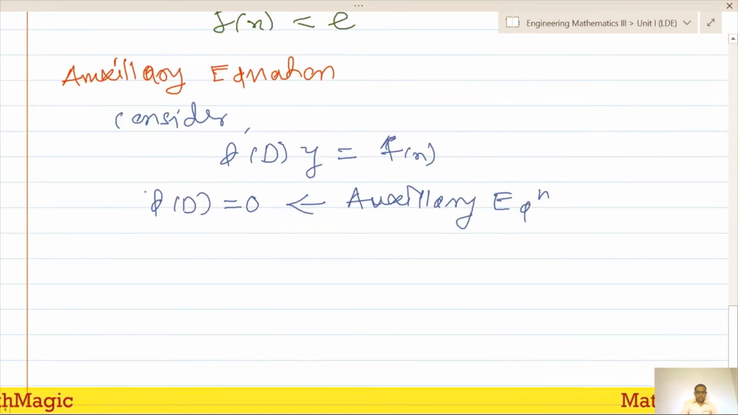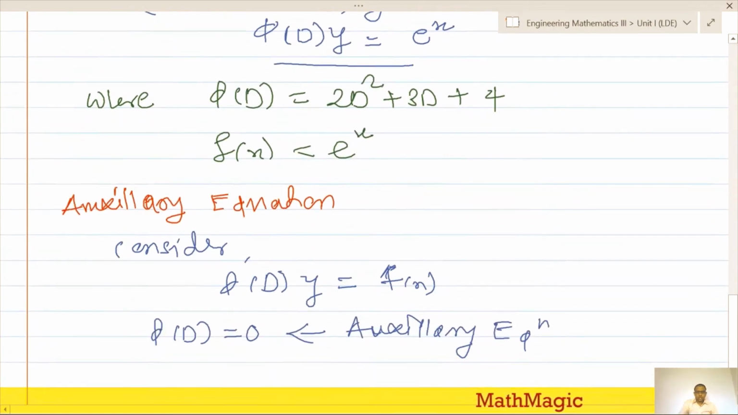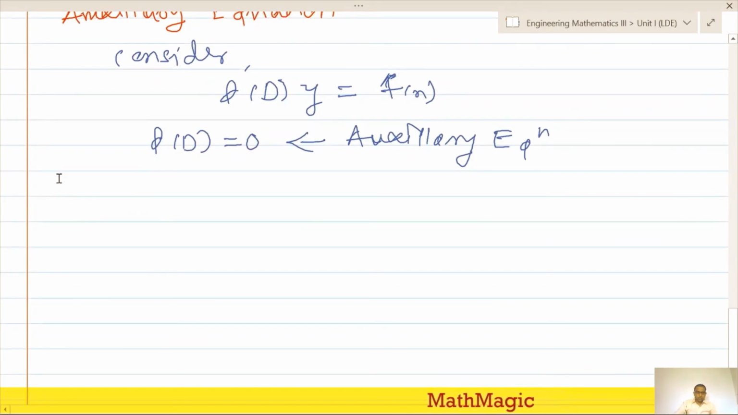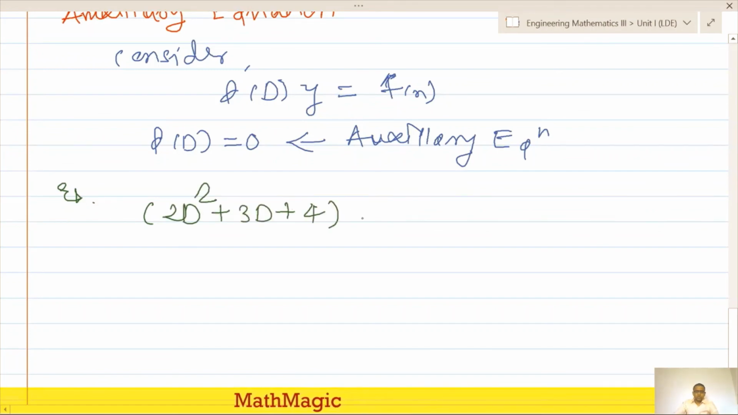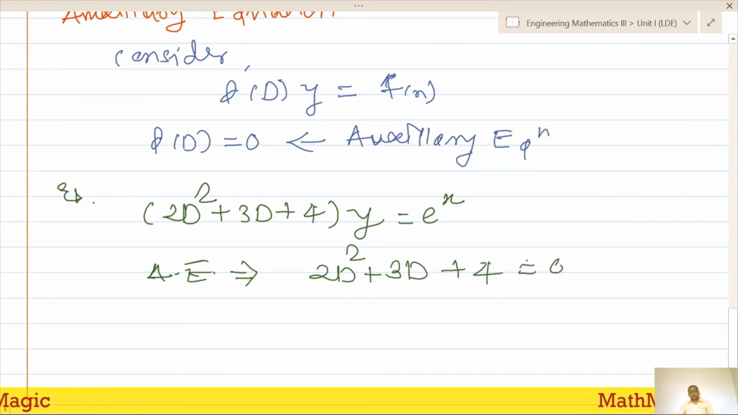For example, we have converted the equation to 2D square plus 3D plus 4 into y equal to e raised to x. So what is the auxiliary equation here? The auxiliary equation is 2D square plus 3D plus 4 equal to 0. This is your auxiliary equation.